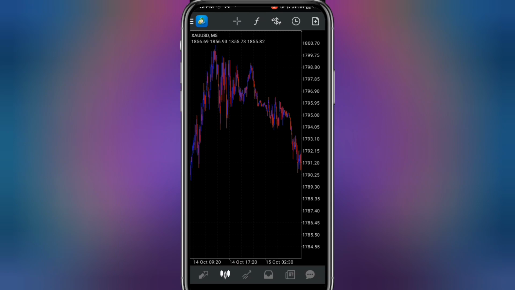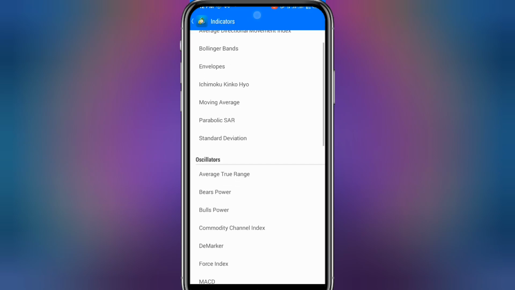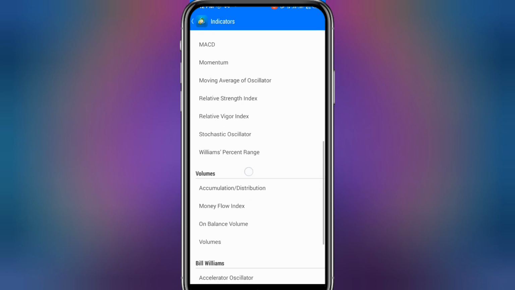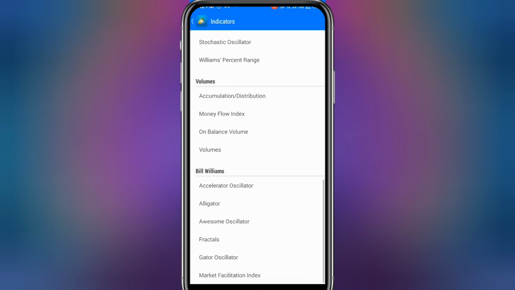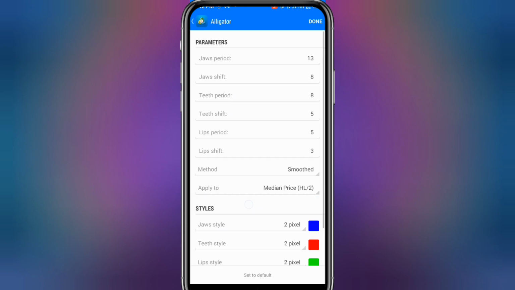What we're going to do right now is go to the indicator section. First off, you see trend, oscillators, volumes, and Bill Williams. Bill Williams is where this indicator is located. After the first indicator in the Bill Williams, you can see the alligator. So let's tap into the alligator.